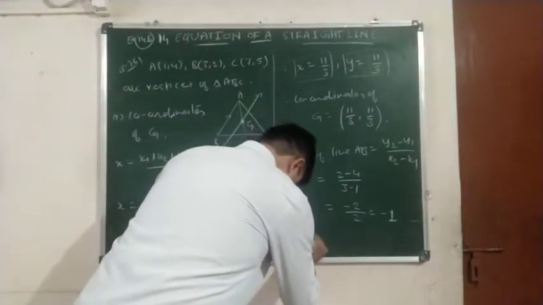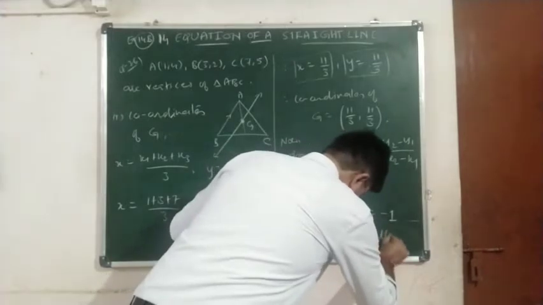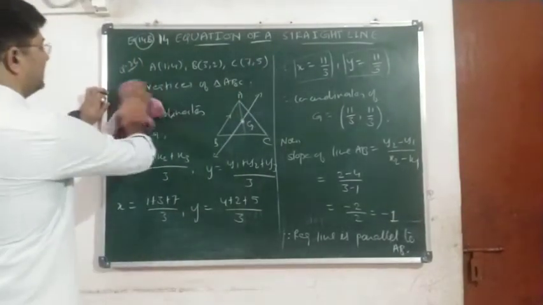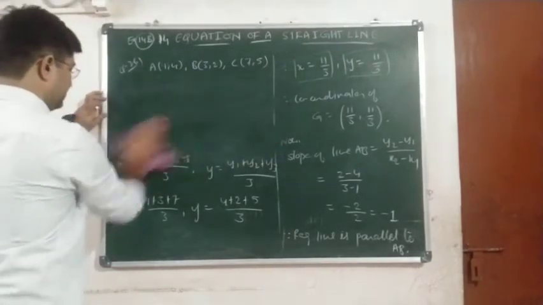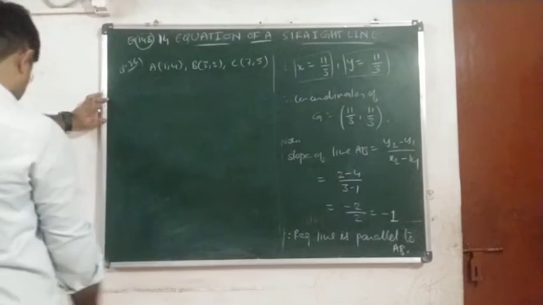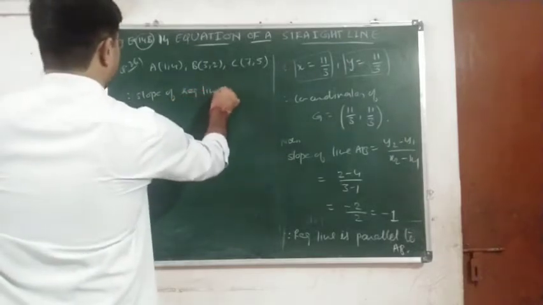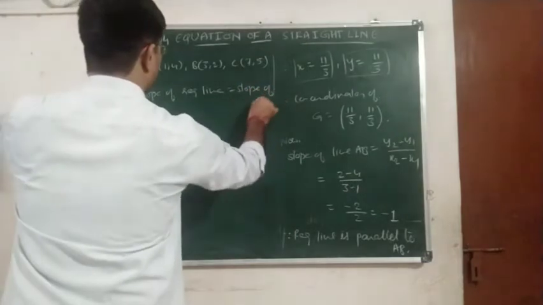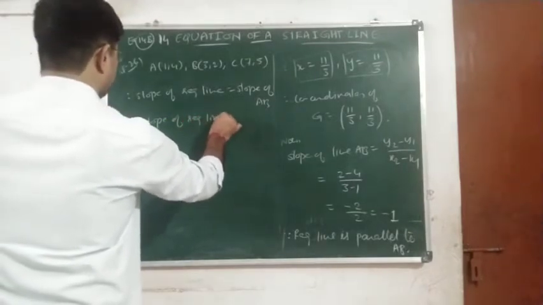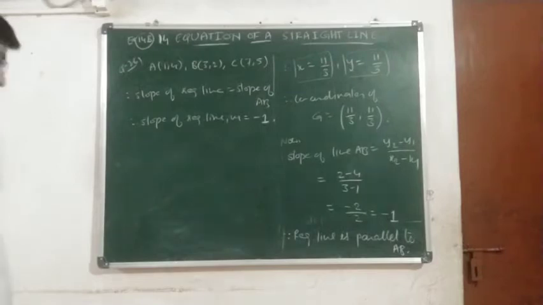So the slope of line AB is minus 1, and therefore the slope of the required line will also be minus 1. Since the required line is parallel to AB, the slope of the required line is equal to the slope of line AB, and therefore the slope of the required line, denoted by m, will be equal to minus 1 only. Now we can use the point slope formula.